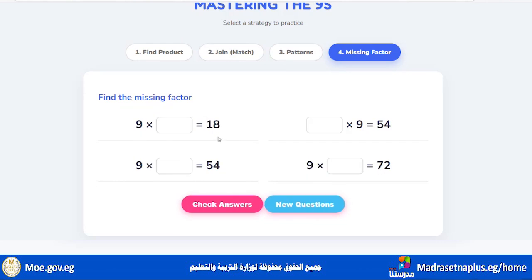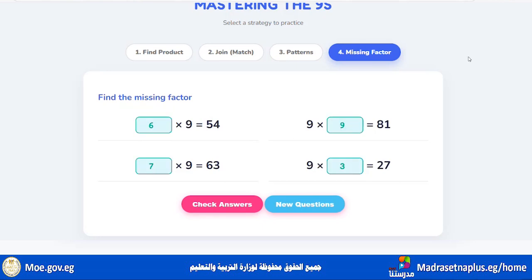9 times what equals 18? 2. Here, 9 times what equals 54? 6. Yeah, look at it. They are opposite. 6, 8. Check. Great. I think we got all. You can see. Let's finish with this one. Here, 6. Yes, 9. Yes, 7. What about the last one? Yeah, 3.